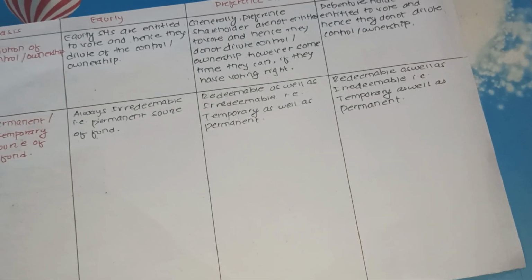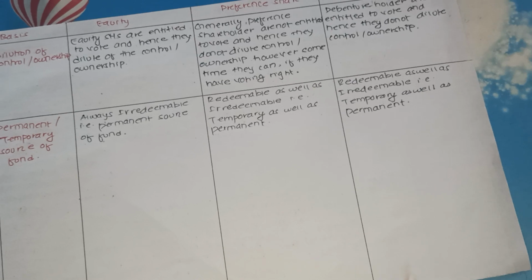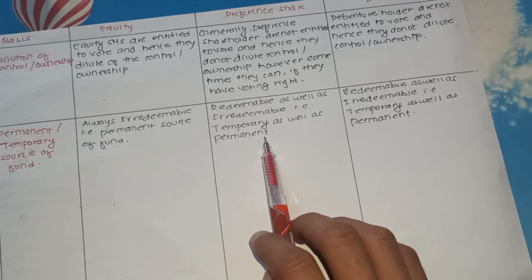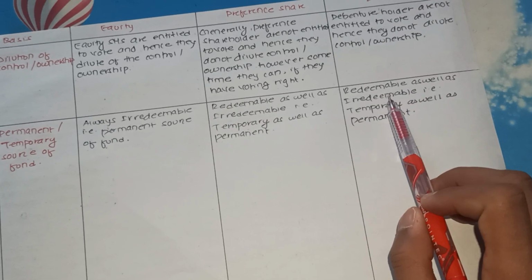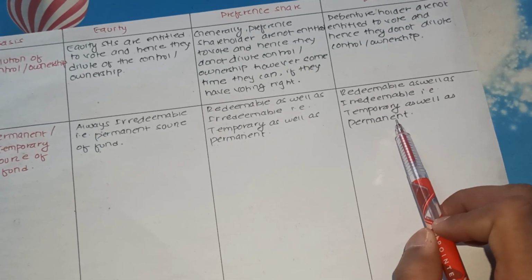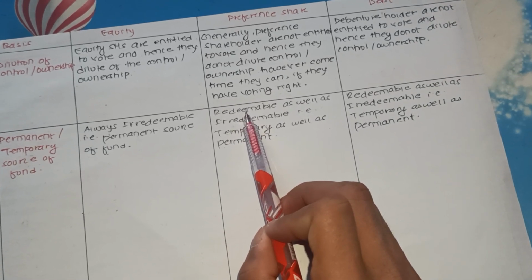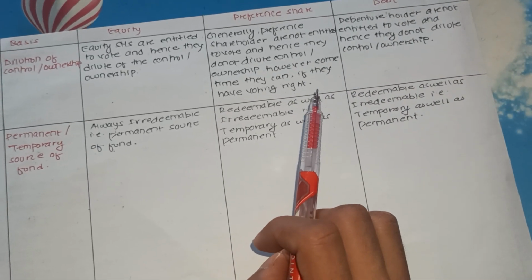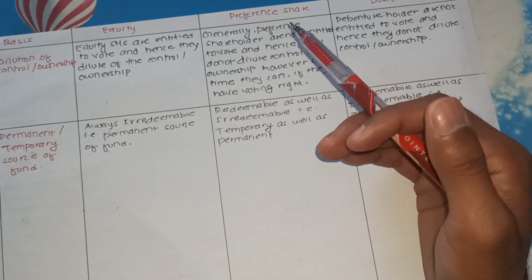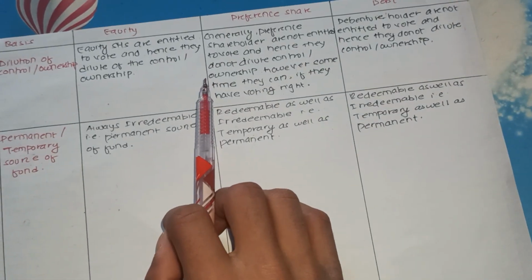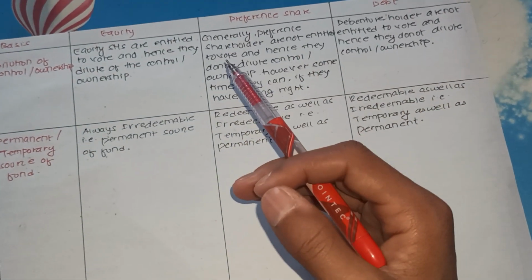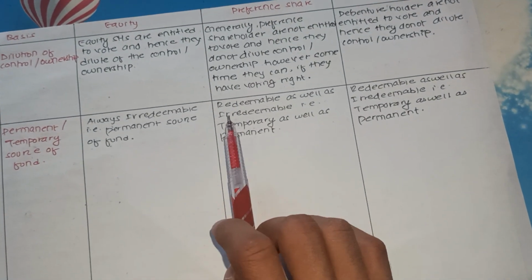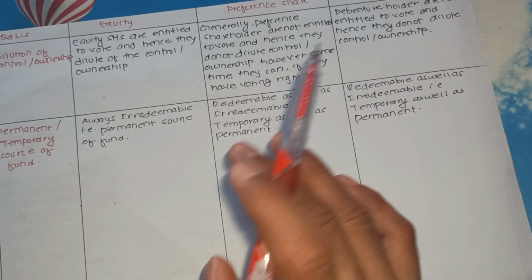Preference stock: redeemable as well as irredeemable, that is, temporary as well as permanent. In case of debt: redeemable as well as irredeemable, that is, temporary as well as permanent. Redeemable means we have to provide the preference shareholders or debenture holders, within a certain maturity period, the principal and interest at the maturity period. Likewise, it is irredeemable and vice versa.